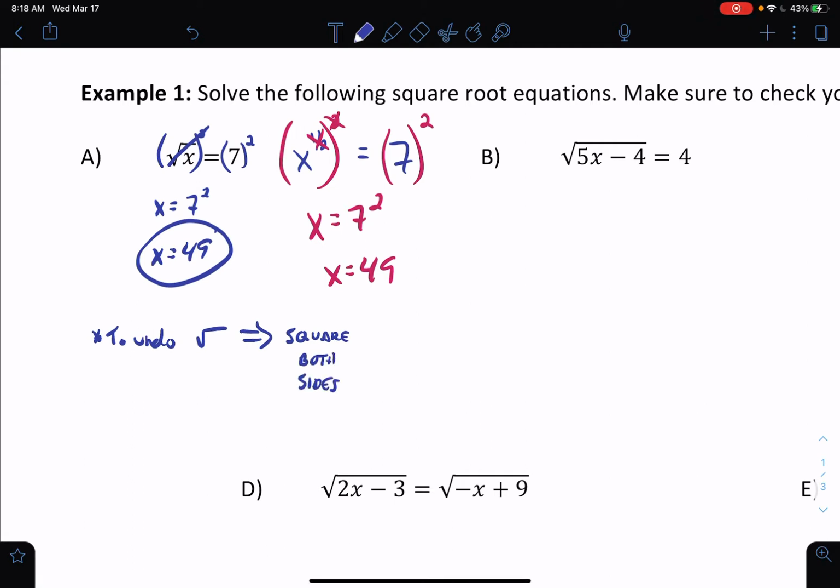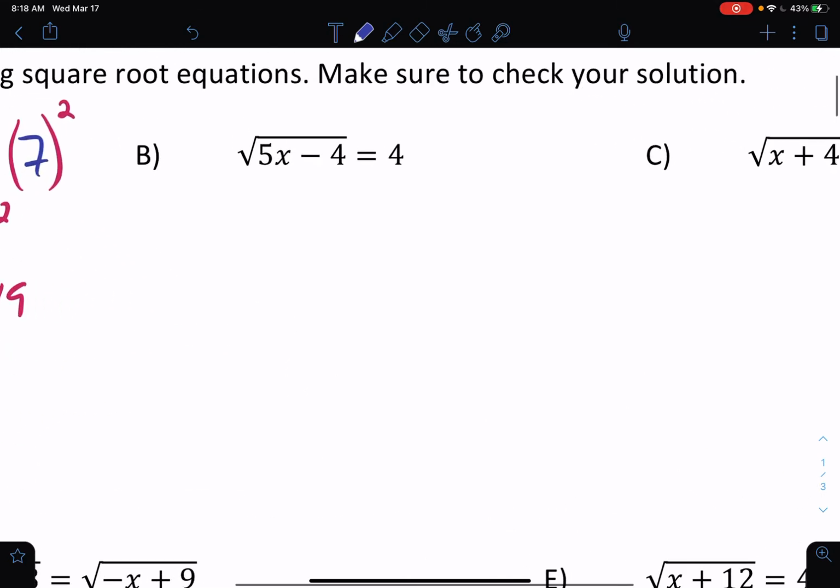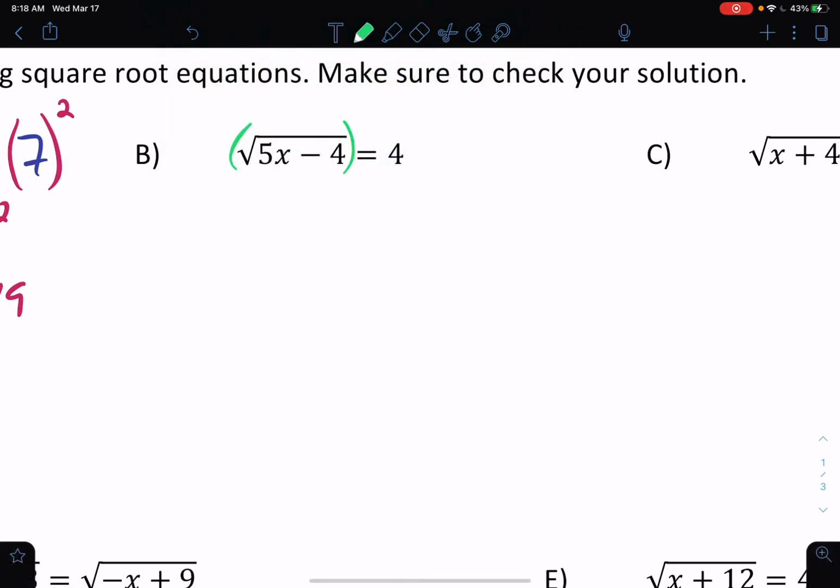All right, now let's solve some other radicals. Here, we get a square root, okay? So I'm going to square both sides. The square is going to cancel out the square root, leaving me just with 5x minus 4 equals 4 squared, which is 16. Now, we know how to solve these. I'm going to add 4 to both sides, so I get 5x equals 20. Divide both sides by 5, and we get x equals 4.